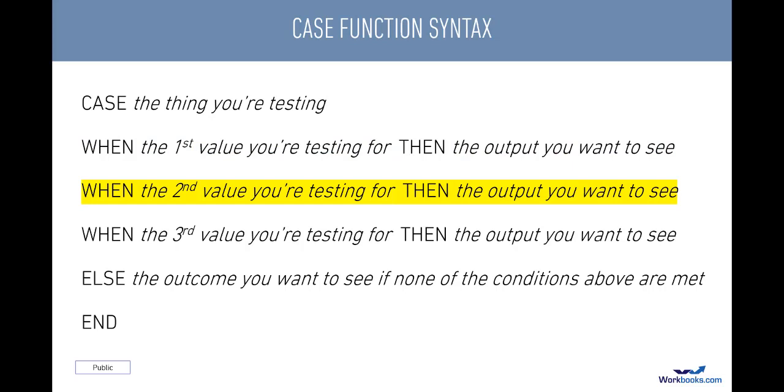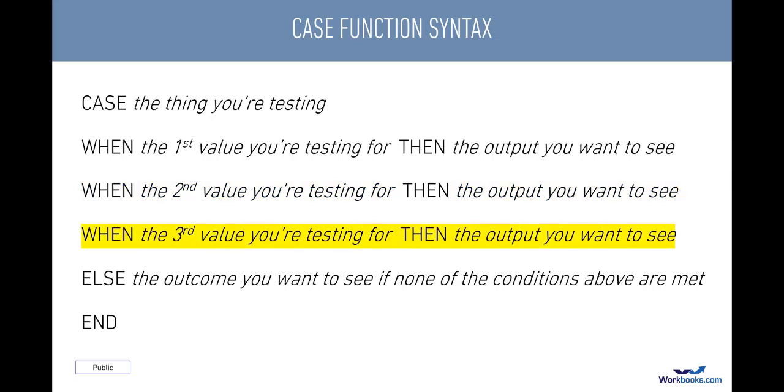On the next row we've said, well, let's look for a different value, not the first value, a second value, and we've used the word when before that, and then we've got then, and the output that we want to see if the second value is returned from the thing that we're testing. And you go on this way. It doesn't just have to be 3 things you're testing, you could have 10, 12, 15, however many that you actually need to test for.